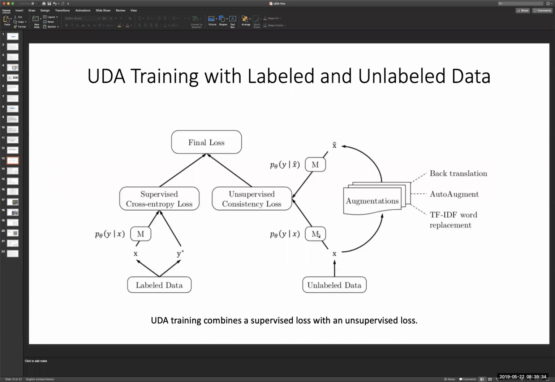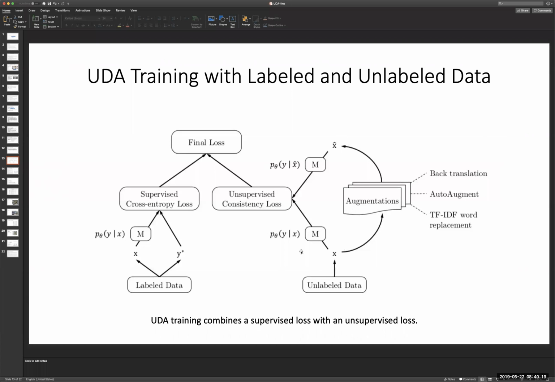So Y goes through M, X goes through M, just as it does on the left. However, X also goes through an augmentation. And the augmentation is very specific to the domain. We talked about specifically the back translation, English to French, French to English is one. Auto augmentation, the algorithm described in a paper, for vision, and the term frequency, inverse document frequency, word replacement algorithm. So these are possibilities depending on the domain. That produces this X hat, this augmented version of the input X.